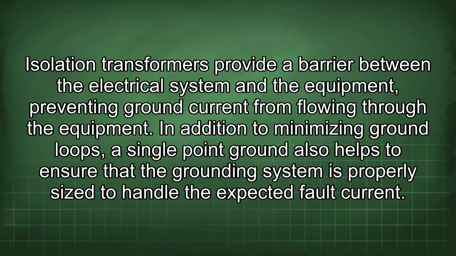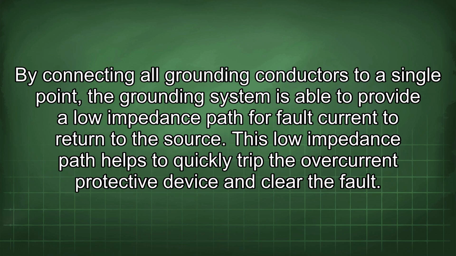In addition to minimizing ground loops, a single-point ground also helps to ensure that the grounding system is properly sized to handle the expected fault current. By connecting all grounding conductors to a single point, the grounding system is able to provide a low-impedance path for fault current to return to the source. This low-impedance path helps to quickly trip the overcurrent protective device and clear the fault.